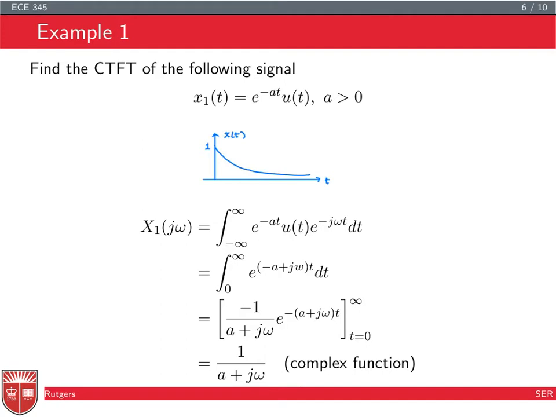Now, to find the CTFT of the signal, all we have to do is just apply the formula, and you've seen this kind of family of signals many times before. So this is the integral of e to the minus a t u of t e to the minus j omega t dt. Because you have the step function u of t, this is a right-sided signal, so this kills everything in the negative part of the axis, and your integral is now from 0 to plus infinity. You club together e to the minus a t and e to the minus j omega t, so you get this function here, dt.